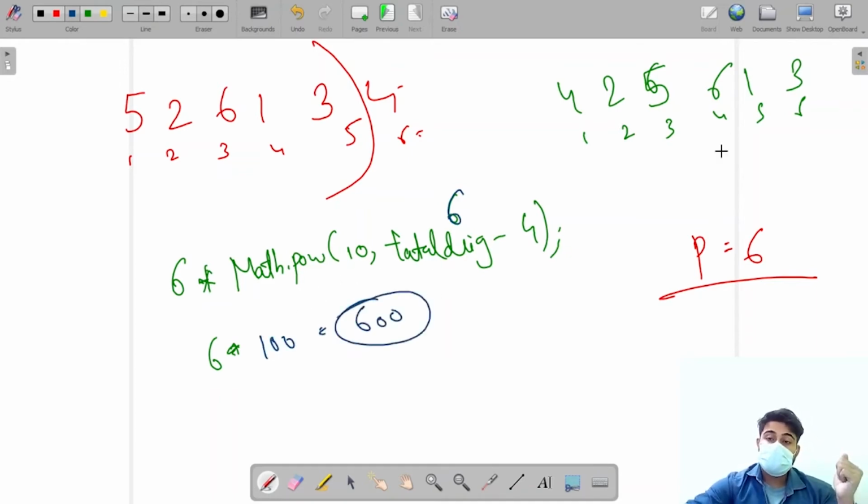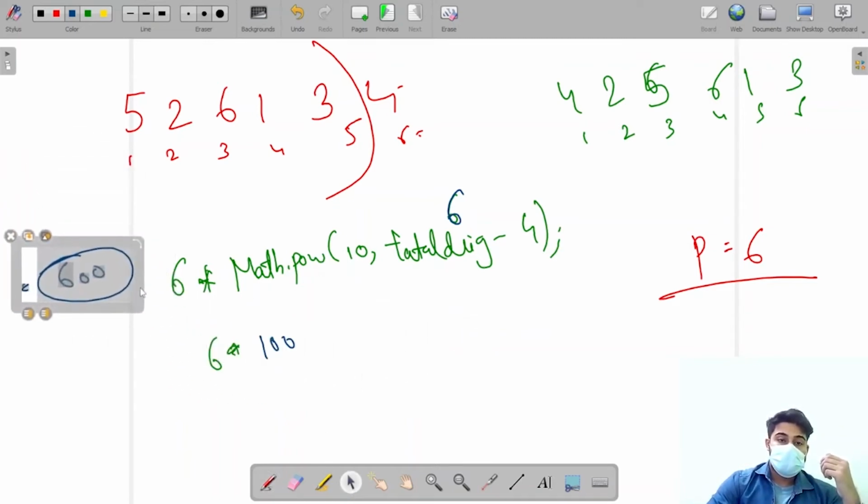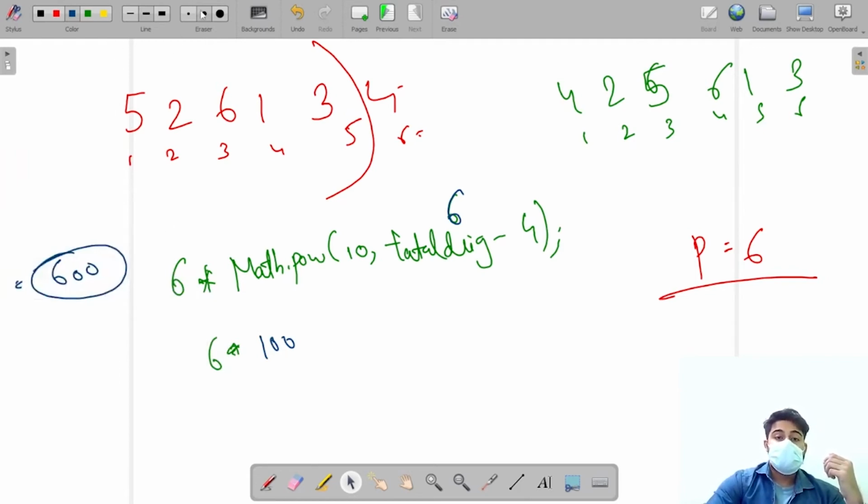So here you can see that even in our correct output, the 6 is placed at the 100th position. I think we have accurately found the correct position for the 6, that is 600. Similarly, using this formula we will find out the correct position for this 3.